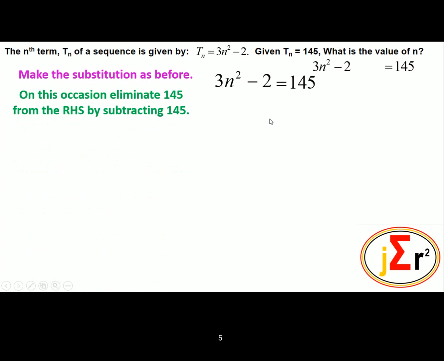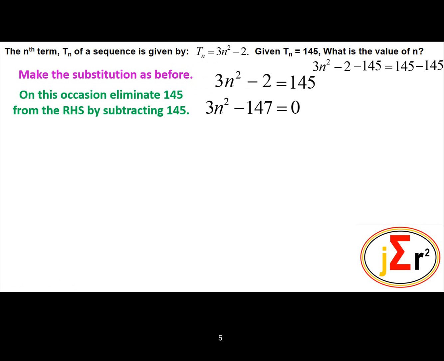On this occasion, we eliminate 145 from the right-hand side by subtracting 145. So we are no doubt subtracting 145 from both sides. Our intention is to eliminate it from the right-hand side. However, whatever we do to change the value of one side of an equation, we need to do the same to change the value of the other side in the same way. So we are subtracting 145 from both sides.